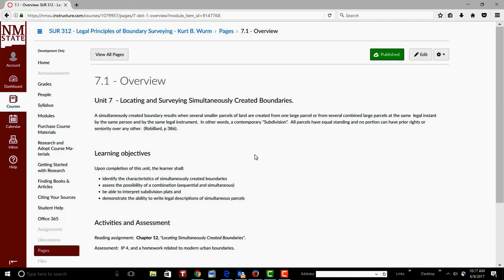Our learning objectives for this unit are to identify the characteristics of simultaneously created boundaries, to assess the possibility that this combination, sequential and simultaneous condition exists, number 3, to be able to interpret subdivision plats, and lastly, to demonstrate the ability to write legal land descriptions of simultaneous parcels.